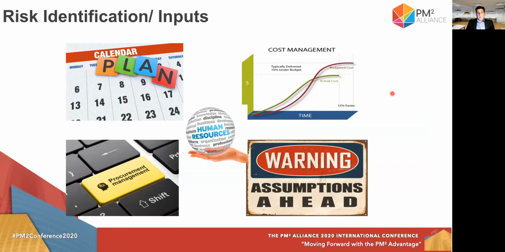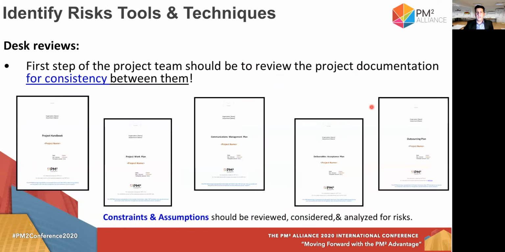During the identify risk process, you have to put everything on the table. You have to examine everything: procurements, the calendar, the budget, the human resources, assumptions and constraints, everything. And the first step of putting everything on the table, all the plans, in order to check the consistency between them, is called desk reviews.